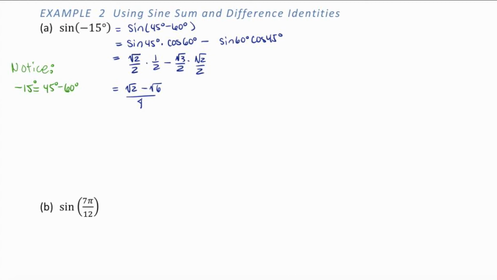How can we add to 7 pi over 12? Notice that pi over 4 plus pi over 3 equals 3 pi over 12 plus 4 pi over 12. And this is precisely 7 pi over 12. So let's rewrite this as sine of pi over 4 plus pi over 3. Please pause your video now and try to write the identity without my help.